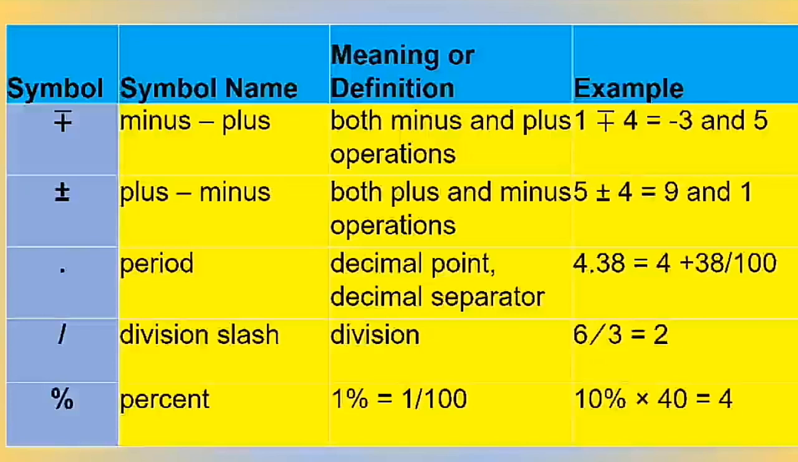Then we have the division symbol. 6 divided by 3 is equal to 2. Then we have the percentage symbol. So 1% is equal to 1 divided by 100. 10% of 40 is 4.